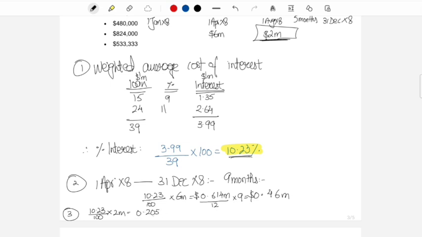0.205. Then you will divide this by 12, because we are only going to be working for a period of 5 months. Then you will divide by 12, multiply by 5. This should give you 0.085 million.